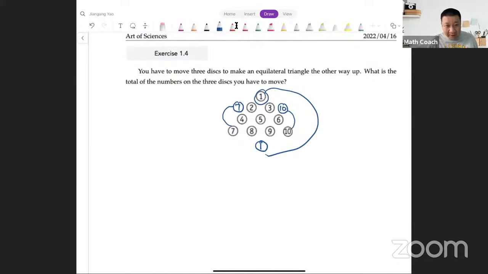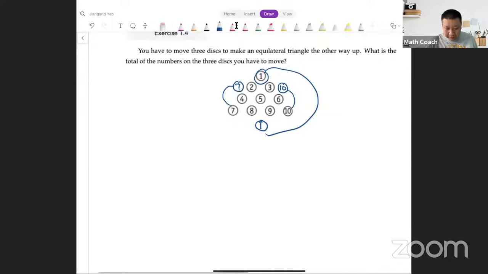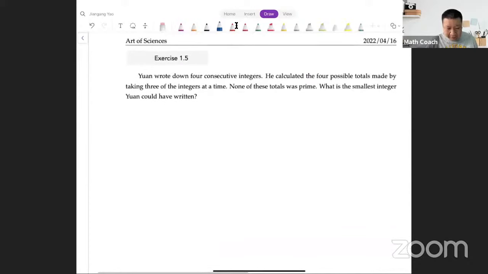Okay, so the final one, which is problem 5. Yuan wrote down 4 consecutive integers. He calculated 4 possible totals made by taking 3 of the integers at a time. None of these totals was a prime number. What is the smallest integer Yuan could have written?